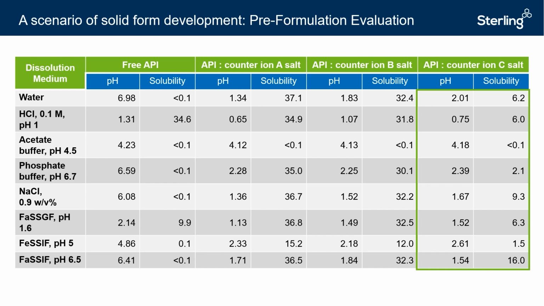XRPD patterns of all the isolated solids from the equilibrations of the free API, counterion A and counterion B salts, all matched the free API, indicating disproportionation of the salts back to the free API as a solid, and leaving the counterion dissolved in solution, as suggested by the pH measurements. In contrast, the XRPD patterns of all the isolated solids from the equilibrations of the counterion C salt matched the input salt, suggesting salt stability.